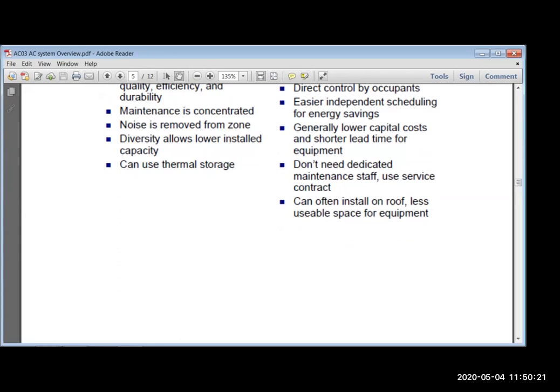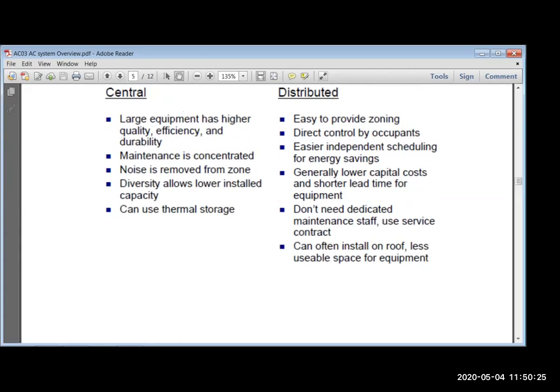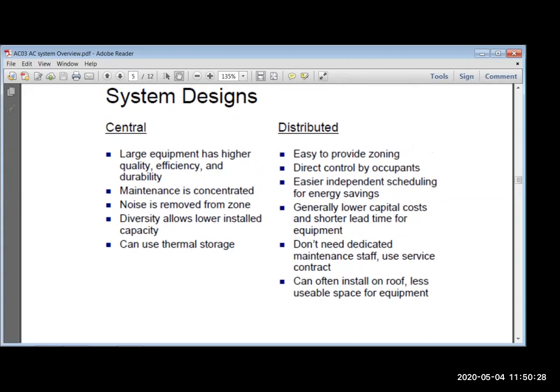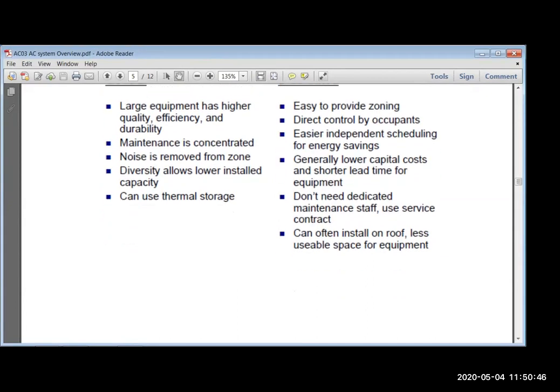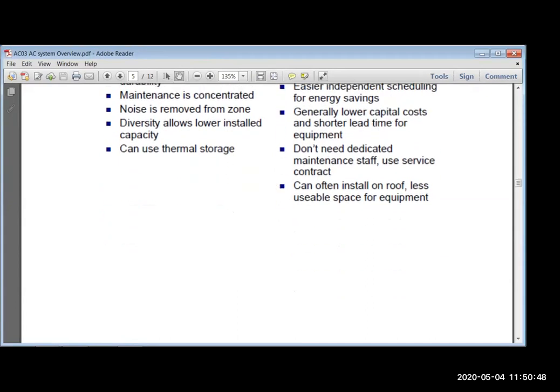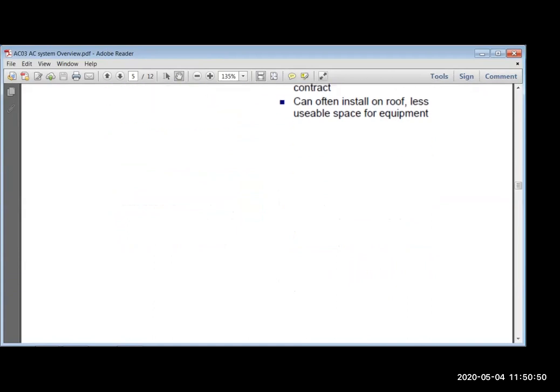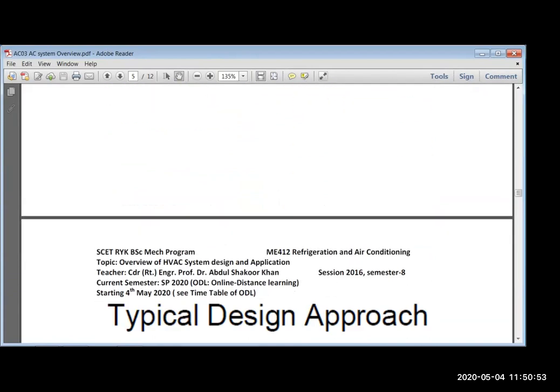Now, on this right hand side, it can often be installed on the roof, with less usable space for equipment. So this is an advantage and a disadvantage. It is an advantage in the sense that for a small building, a single story or 2-story building, you can install on the rooftop, so you save usable space within the room. But on the other hand, a central AC system can be installed far away from the building, with a special installation, a special building, a separate machine room.